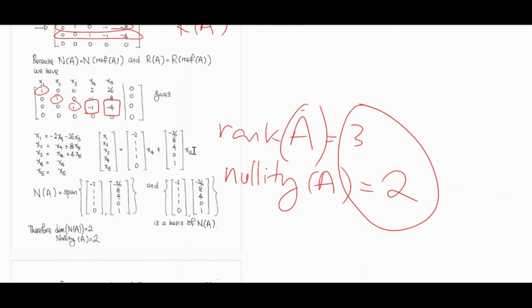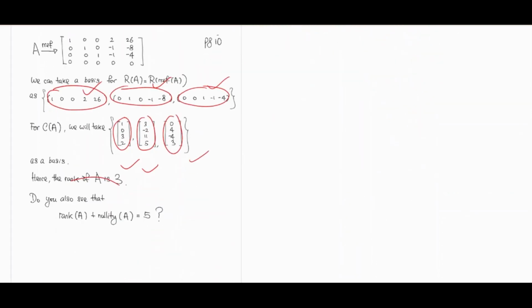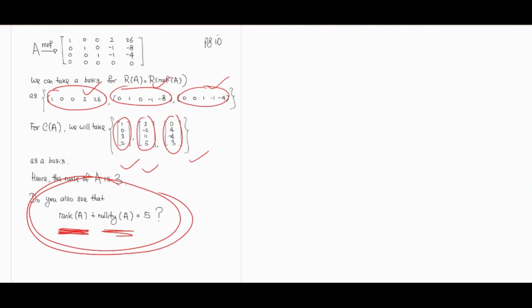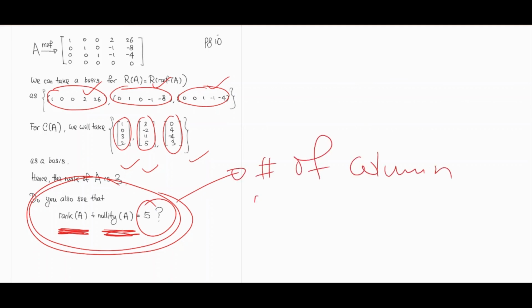This is what we are going to look at in the next video. This is called the rank nullity theorem. For every matrix, the rank of A plus the nullity of A equals the number of columns. So if your matrix is of size m by n, then this will always be n.